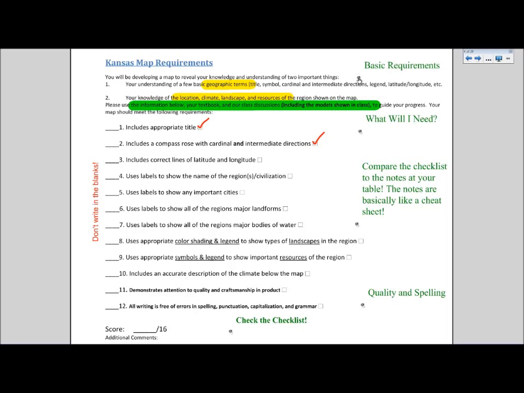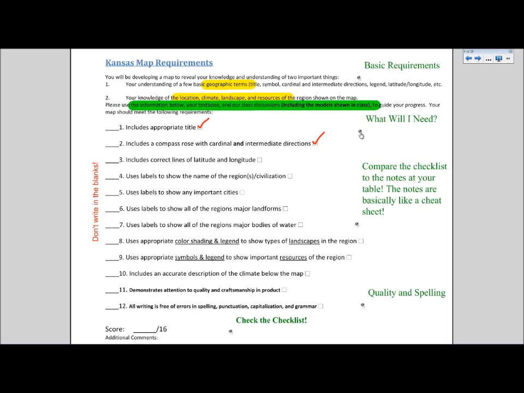All of the information that you'll need for location, climate, landscape, and resources will be information that we learn in class together. As a matter of fact, you can see a lot of those categories are listed on the note sheet that's already on your desk.